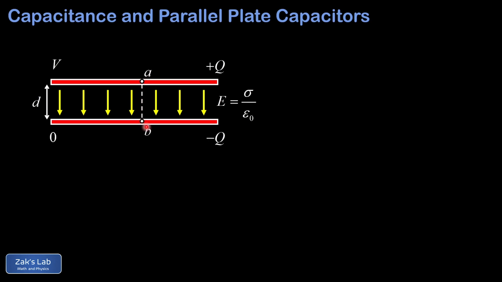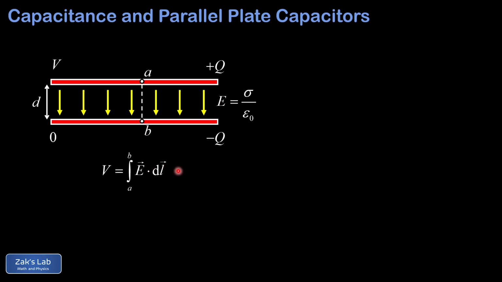Note that the potential at point A, we called that V, and we made the potential 0 on the bottom plate at point B. That's our reference point for the potential. So the potential at point A minus the potential at point B, in other words, V minus 0, or just V, is given by the path integral of E dotted into dl as we go from A to B.